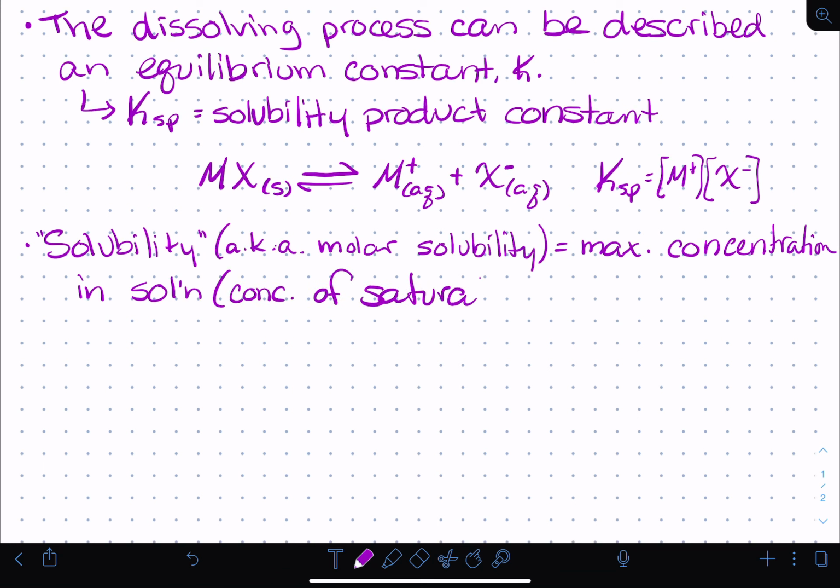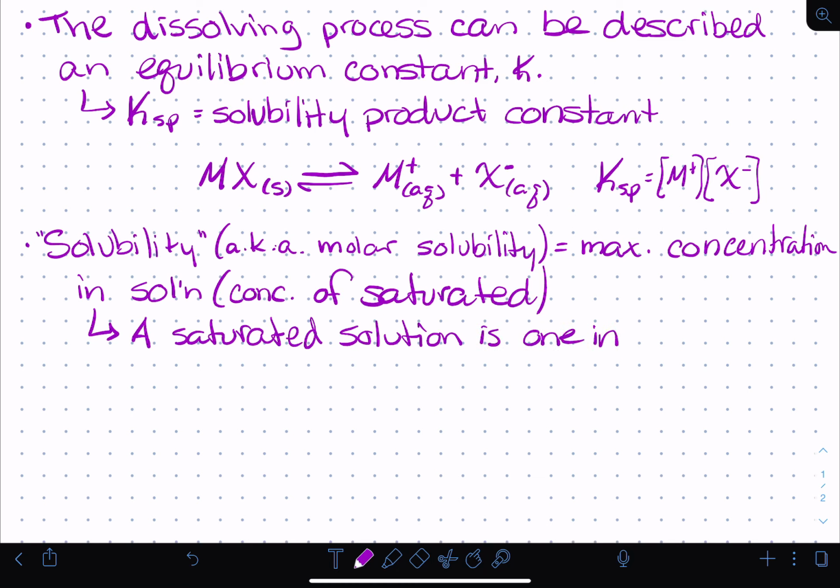Saturated is the maximum amount of stuff we can have dissolved. So a saturated solution is one that is at equilibrium. In a saturated solution, the solid and the aqueous ions are in equilibrium with one another. So the dissolving process, that reaction that we've been talking about, has reached equilibrium.